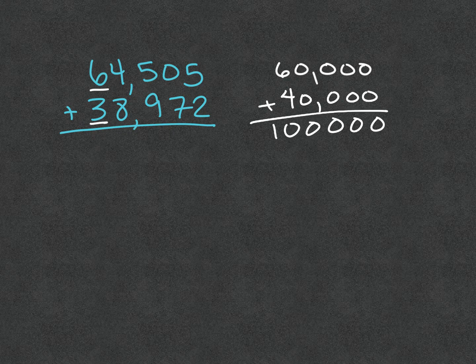6 plus 4 is 10. And so 1, 2, 3 in 100,000. Our answer should be somewhere around 100,000. Well, let's add and find out what we get.